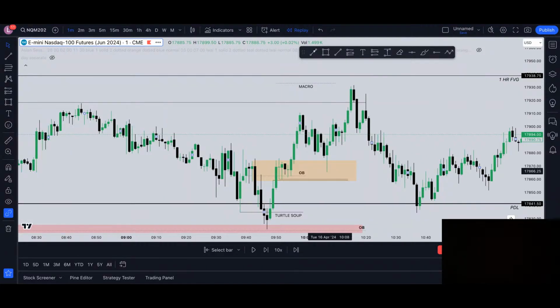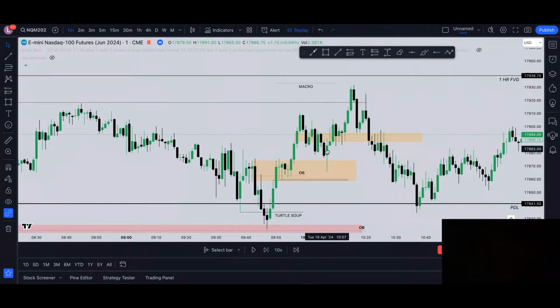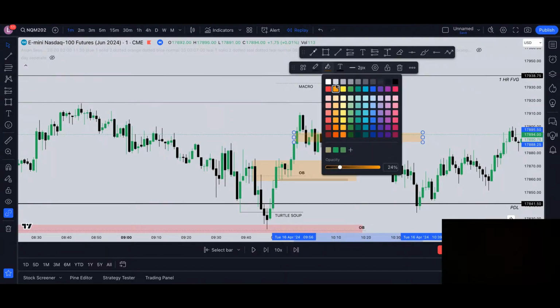When I started thinking like this, ICT taught us, and my whole trading changed, right? Because that's a very big mental thing you start implementing in your trading. You can see this inverse fair value gap. Let me change the color of this.